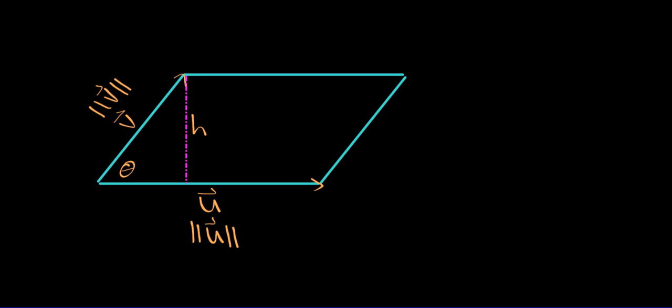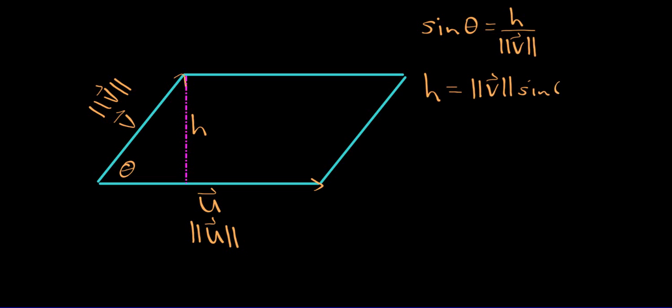Now, if you look at this theta right here, I could say that the sine of theta is equal to h over the magnitude of V, right? I could say that. Okay, does everybody agree? Didn't do anything untoward there. Now I can solve for h, and I get h is equal to the magnitude of V times the sine of theta. And remember, theta is the angle between those two vectors.